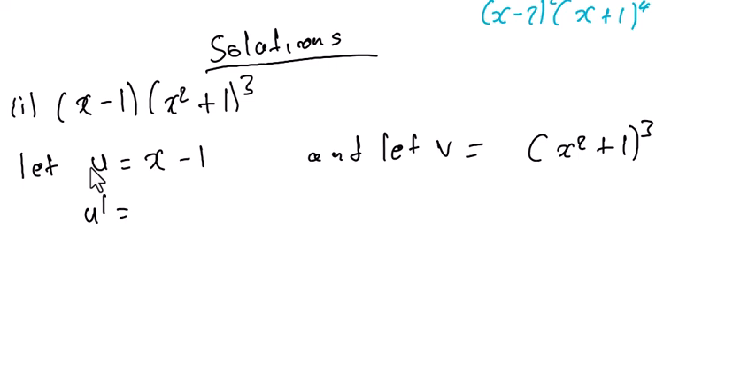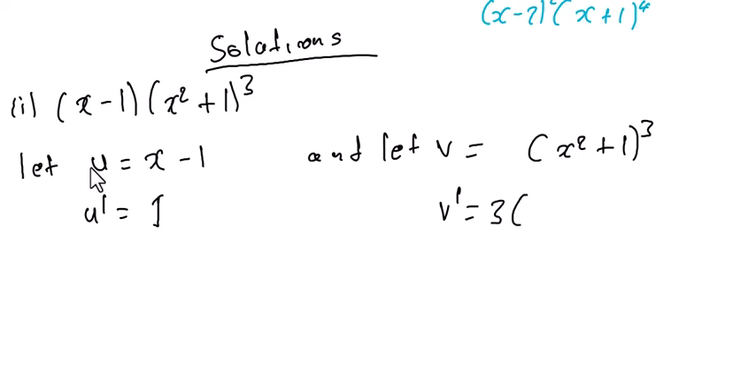When we differentiate x, we just get a 1, and when we differentiate a constant, it's 0. So our u prime is just 1. On the other hand, our v prime is going to be what? We'll use the chain rule. I remember I taught the chain rule. There is a video on the chain rule, kindly refer to it. What's going to happen here is that the power is going to come down.